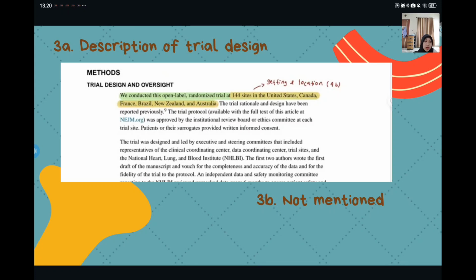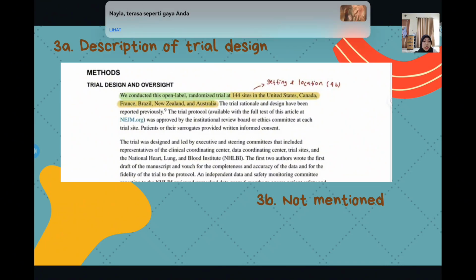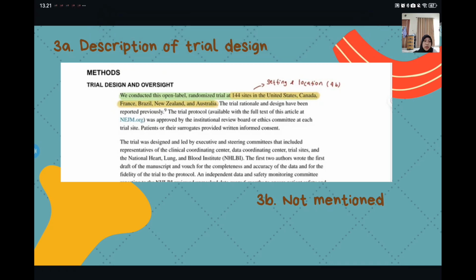Next is the description of trial design. So this is the method part. This is the most important part of any research paper. First, the trial design is described. It was an open label, randomized trial done in 6 countries with more than 140 hospitals. But the point of 3B is not mentioned.